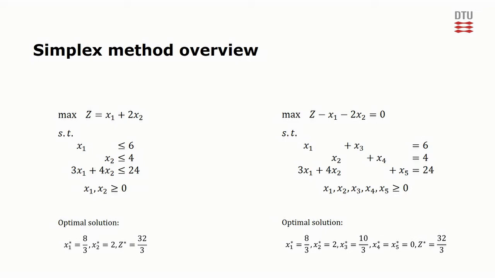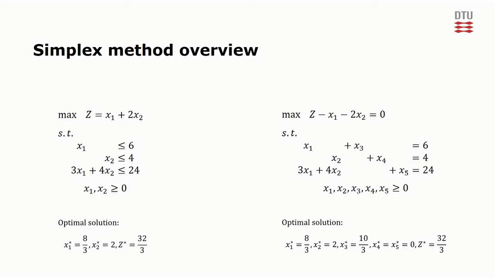We also modify the constraints. What we do here is introduce a slack variable on each of the constraints. So for the first constraint, x1 less than or equal to 6, we will now introduce this x3 variable. This then allows us to change the less than or equal to sign to an equality instead. We do the same for the following two constraints, introducing x4 and x5.